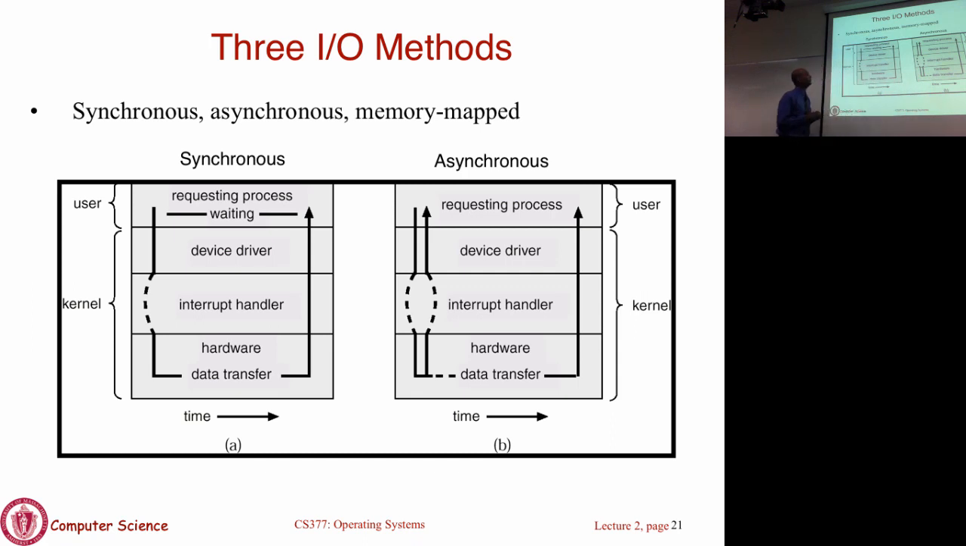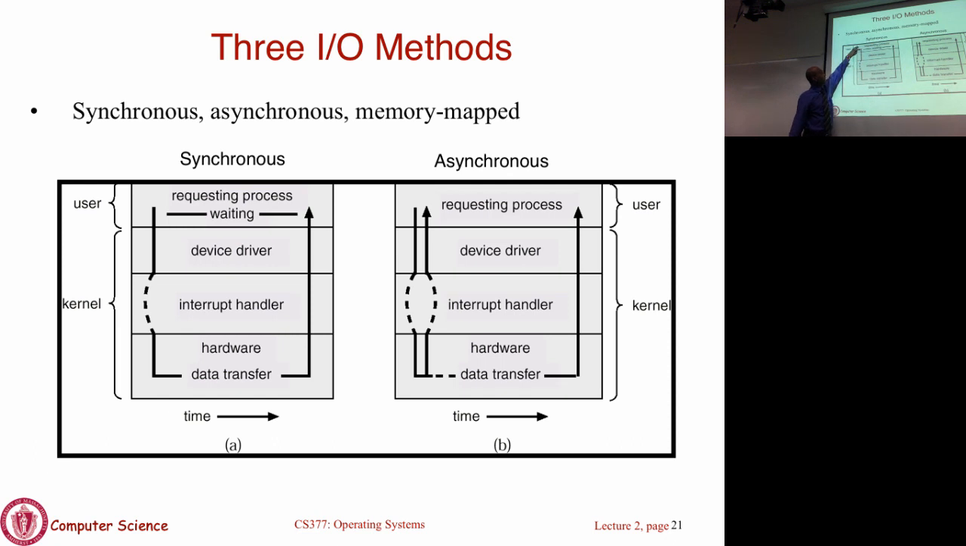There are many different ways I/O is actually handled. What is shown in this picture are two such mechanisms. One is referred to as synchronous I/O, the other asynchronous. In the next slide I'll talk about memory mapped I/O. So this is the user process. There is a device driver, which is the piece of code in the kernel that talks to the device. You must have heard of device drivers. There's an interrupt handler that deals with the device driver, and then there is the I/O device itself.